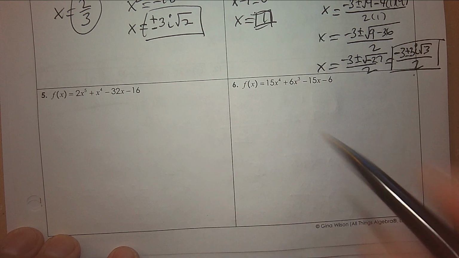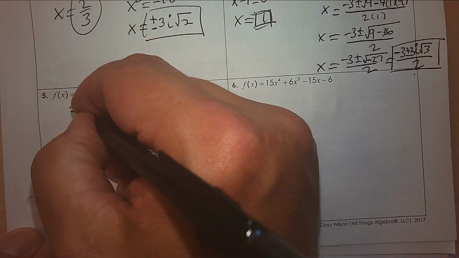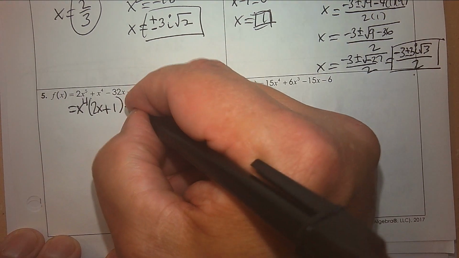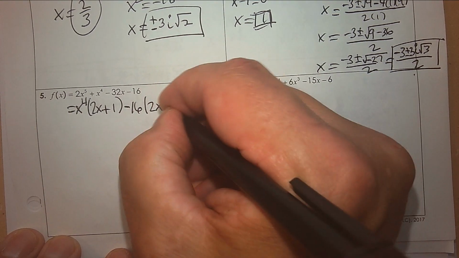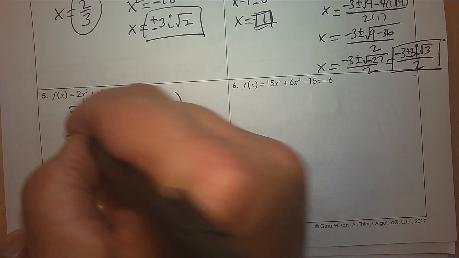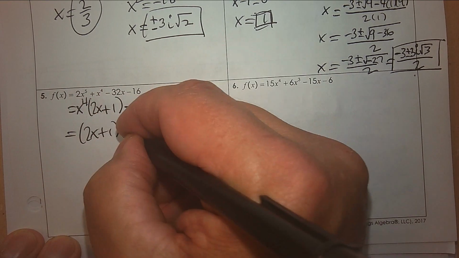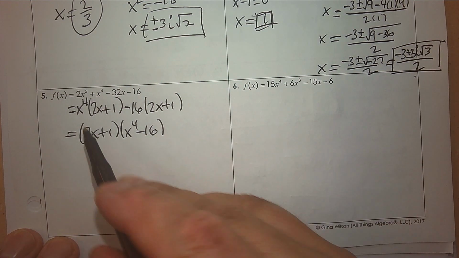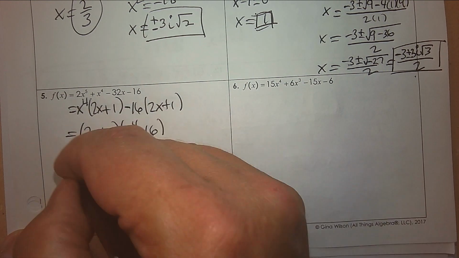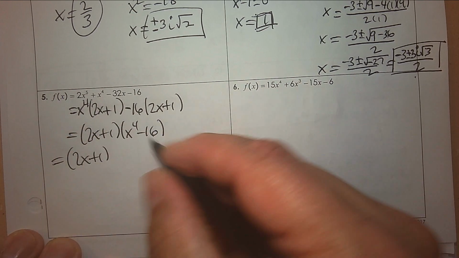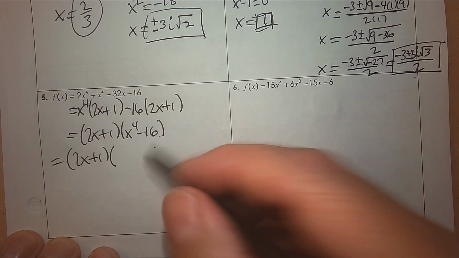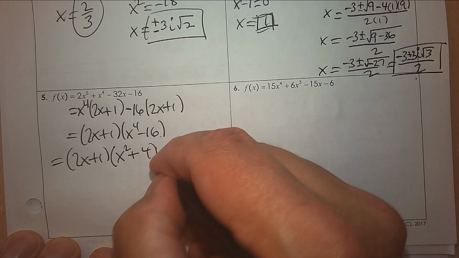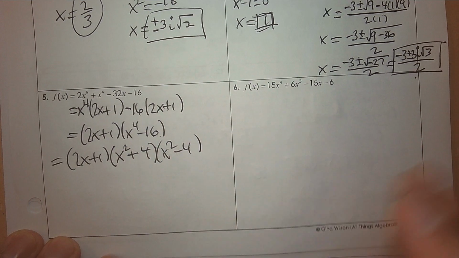All right, my turn. Factor out an x to the 4th, and you have 2x plus 1. Factor out a negative 16, and you have 2x plus 1. They share the factor 2x plus 1, and what's left over is x to the 4th take away 16. Now, x to the 4th take away 16 is a difference of squares. So the square root of x to the 4th is x squared, and the square root of 16 is 4. So it's x squared plus 4, x squared subtract 4.